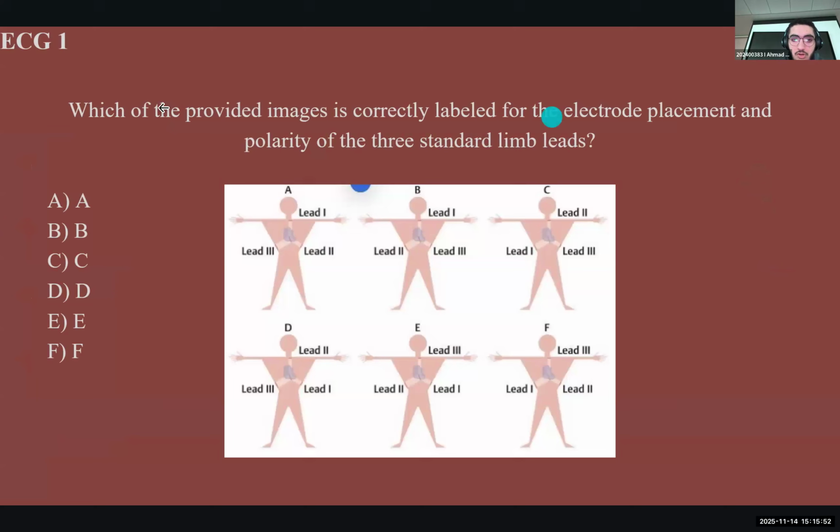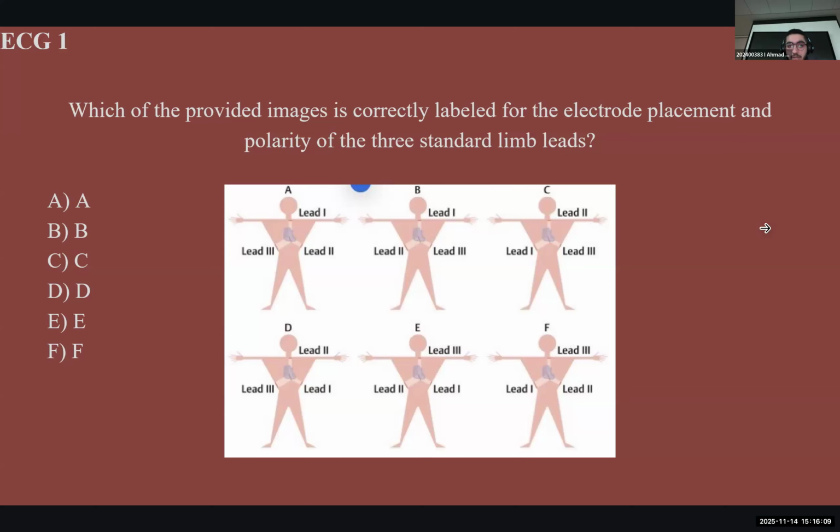So, Bismillah, the next question. Which of the provided images is correctly labeled for the electrode placement and polarity of the three standard limb leads? Limb leads. B. Okay, mashallah, that is correct.